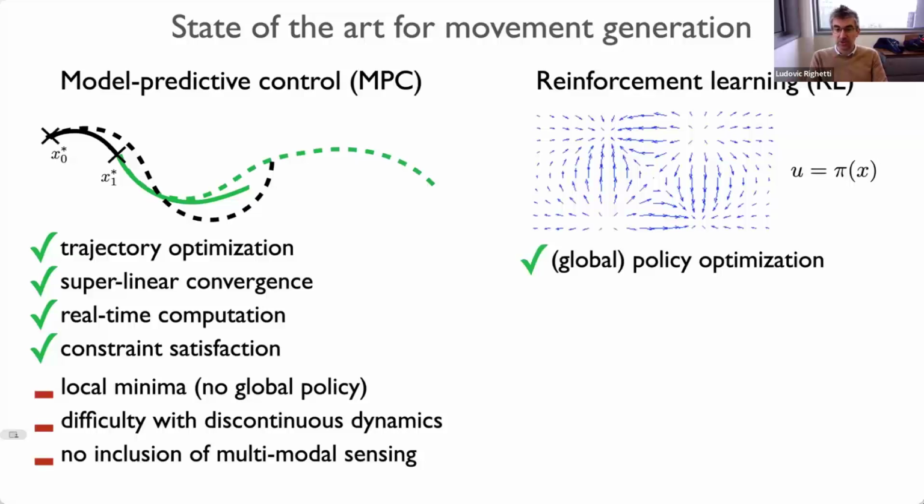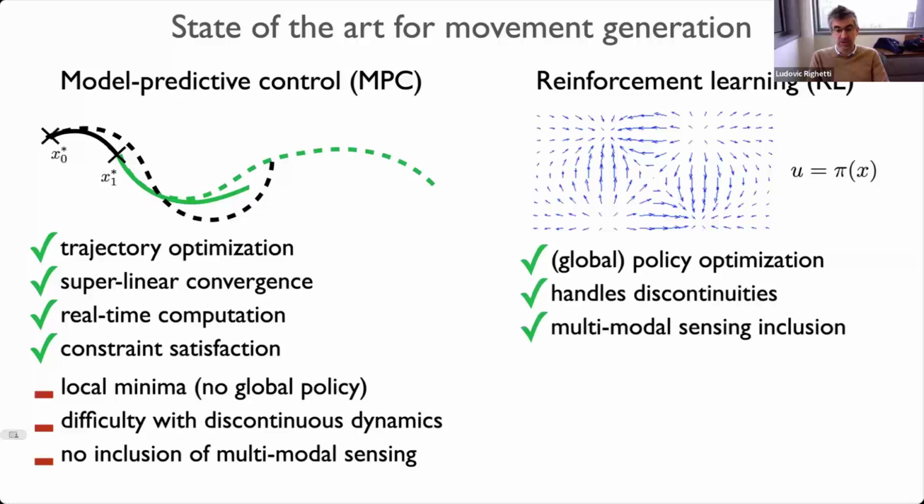When you do RL or maybe other things, you want to basically do a policy optimization. So globally, you want to find a global policy, which is really a function, it's not a trajectory, right? You can deal with discontinuities if you use the sampling-based methods, so you don't care about taking derivatives. And one of the big strengths in RL is that you can use multimodal sensing. There's a really nice way to include vision and other types of sensing, which I think MPC struggles with the way we tend to formulate it these days.